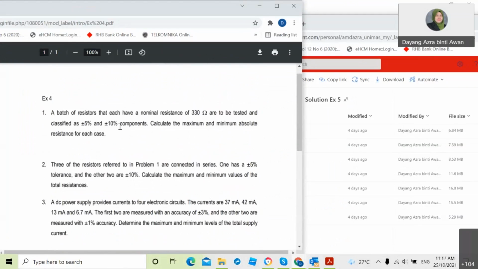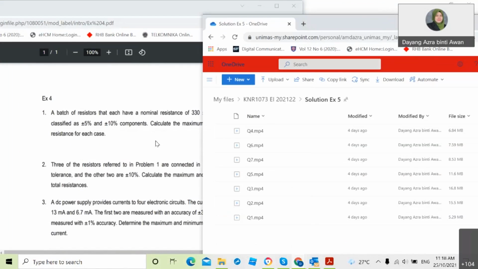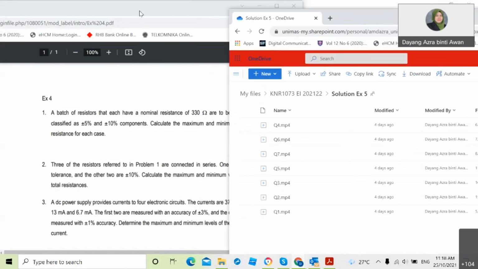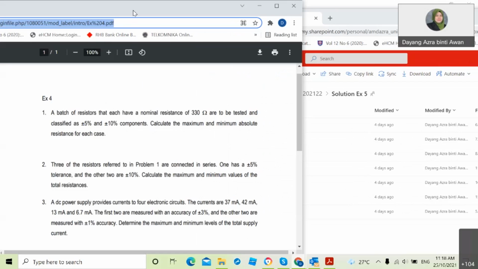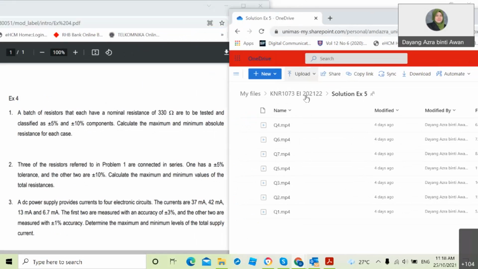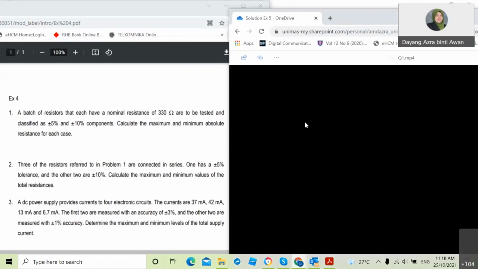Try to check here first. This is a batch of resistor. Calculate. Try to check this one. This one is another exercise. Let's see how they do it.